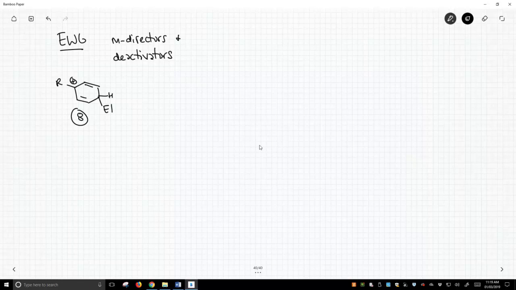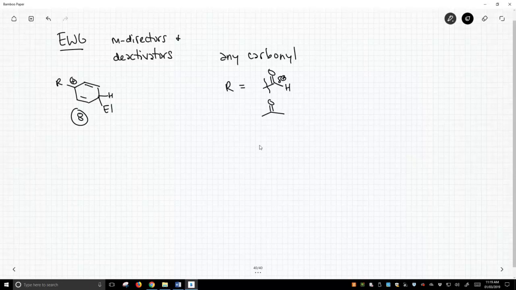So what sort of R groups would destabilize this carbocation? Well, it turns out about any carbonyl is a good choice. That's going to destabilize that carbocation. So if we had an aldehyde attached to the ring, notice that this is a polarized C=O pi bond, so that carbon is going to have a partial plus. Same thing if we have a ketone attached to the ring. We also have a partial plus.